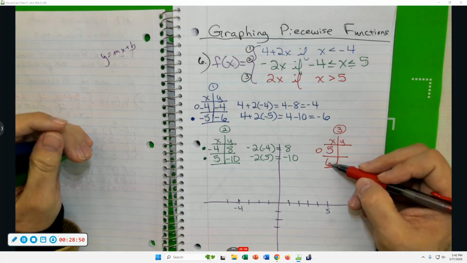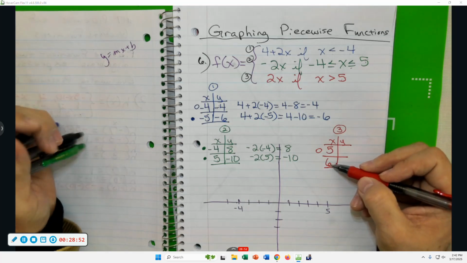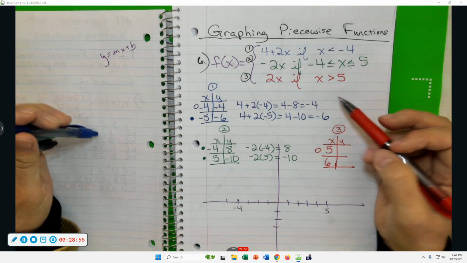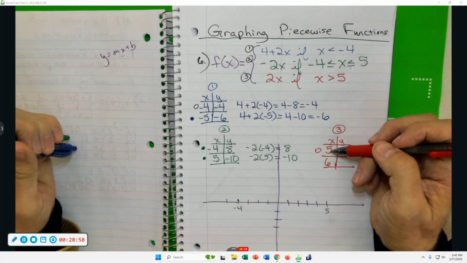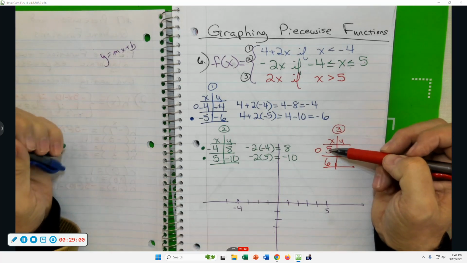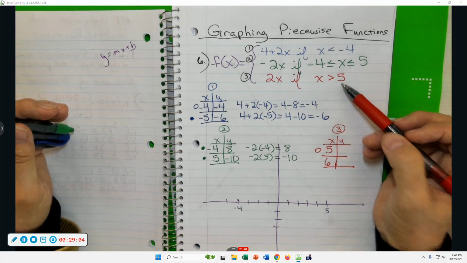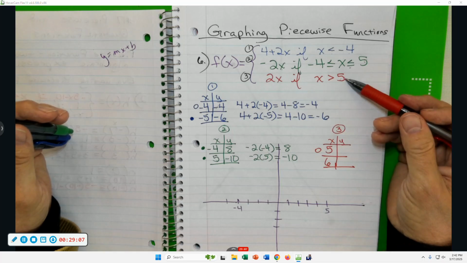Is it going to be an open circle also? Yeah. You're choosing a number that, do you understand why we're putting an open circle? We're putting an open circle for 5 because 5 isn't bigger than 5. 5 is equal to 5. 5 doesn't satisfy the red inequality.